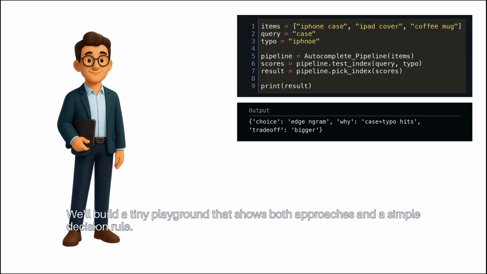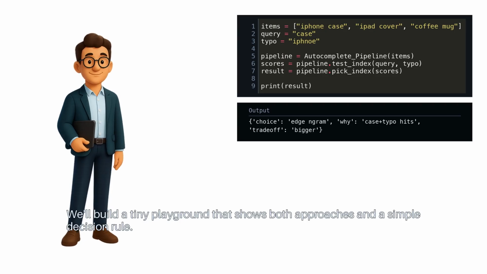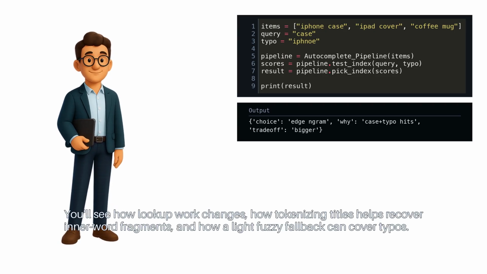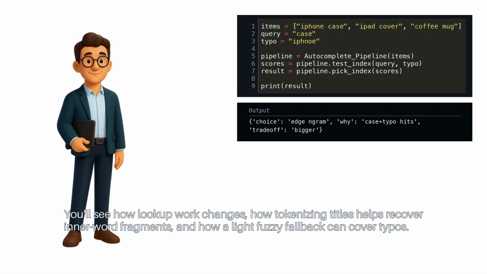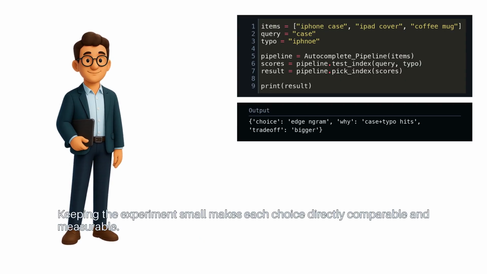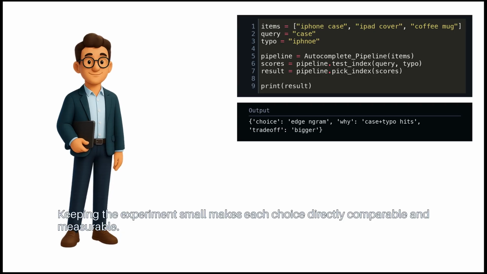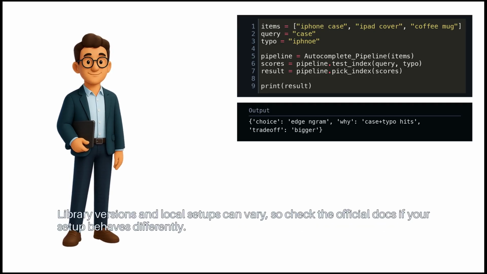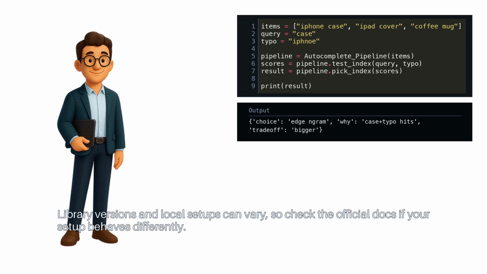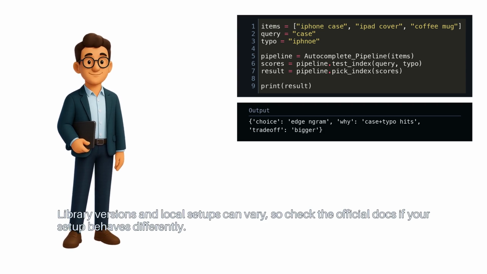We'll build a tiny playground that shows both approaches and a simple decision rule. You'll see how lookup work changes, how tokenizing titles helps recover inner word fragments, and how a light fuzzy fallback can cover typos. Keeping the experiment small makes each choice directly comparable and measurable. Quick note, this code is designed to teach the core idea clearly. Library versions and local setups can vary, so check the official docs if your setup behaves differently.